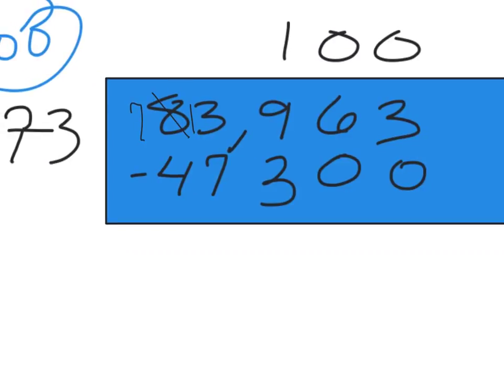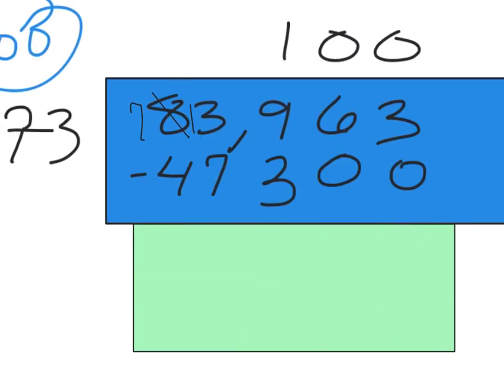So I will add my next area box, and I'll plug that in right there. And 3 minus 0 will give me 3. 6 minus 0 gives me 6. 9 minus 3 is going to give me 6 as well. Then I've got 13 minus 7, which is going to give me 6. And then I've got 7 minus 4, which is going to give me 3.